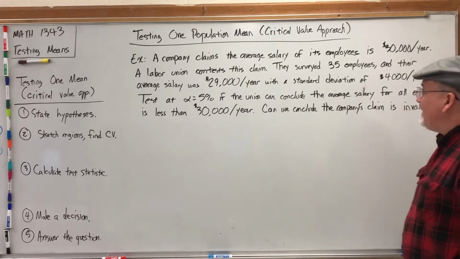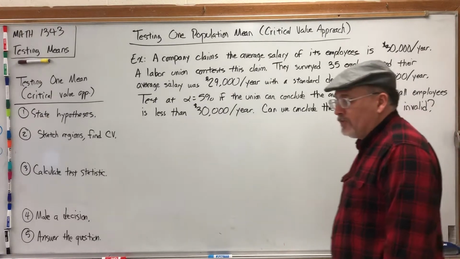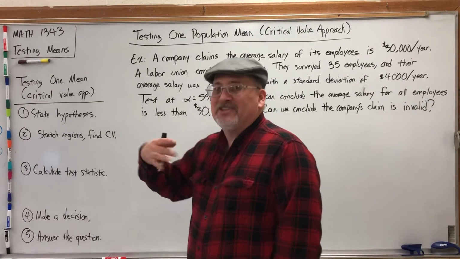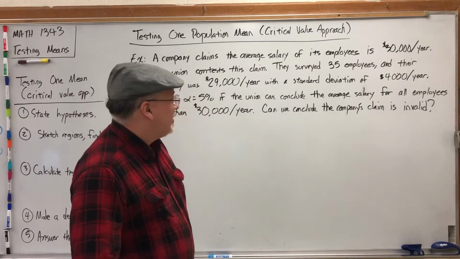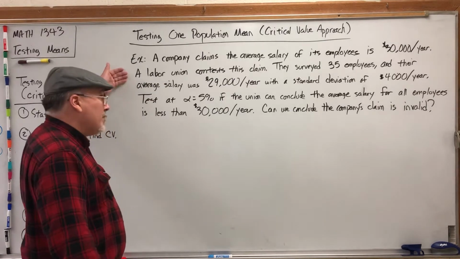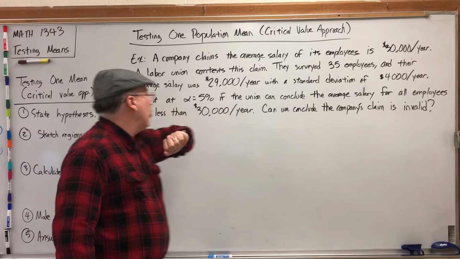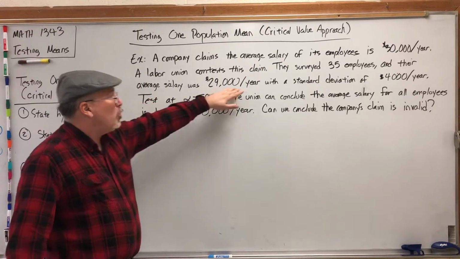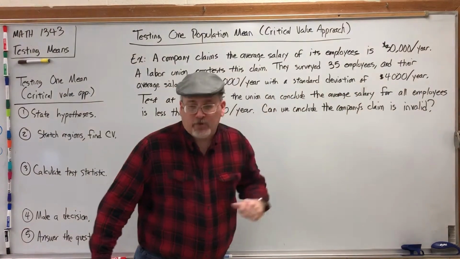A company claims the average salary of its employees is $30,000 a year. Right out the gate, you should be able to sniff out a hypothesis there because somebody is making a claim about a population, in this case, the population of employees. A labor union can test this claim. They surveyed 35 employees and their average salary was $29,000 a year with a standard deviation of $4,000 per year.